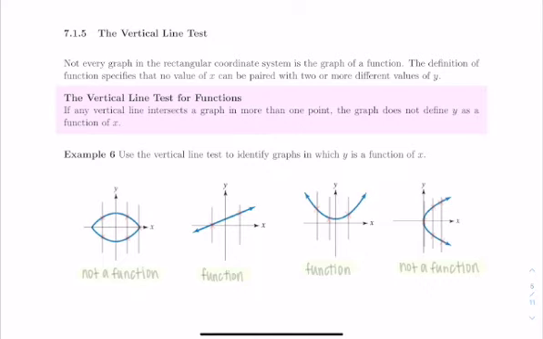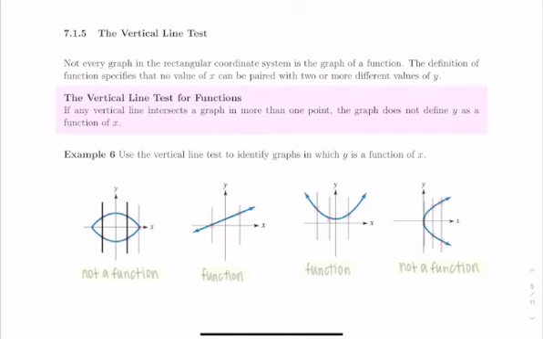If any vertical line intersects a graph in more than one point, the graph does not define y as a function of x. So all you have to do is draw a vertical line on the graph, and if it hits more than one point on the vertical line, then it's not a function.